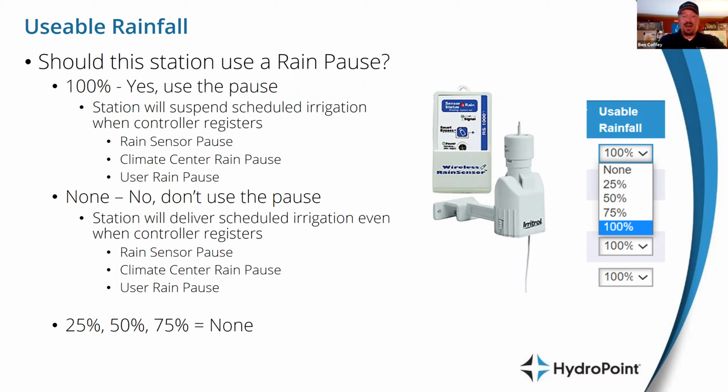So usable rainfall, should I use that rain sensor if there's a pause? 100% says yes, none says no. Anything other than 100% says no as well. All right, questions on that?